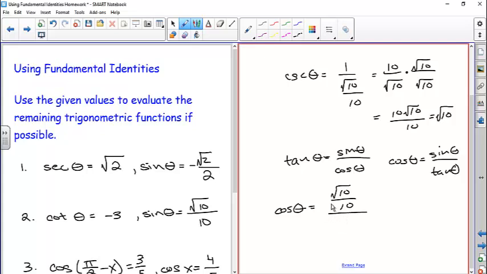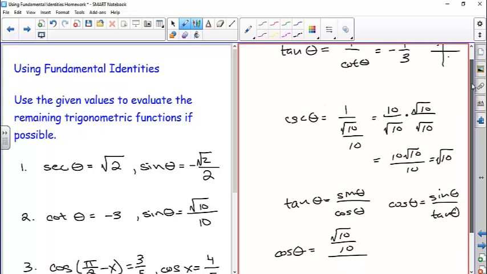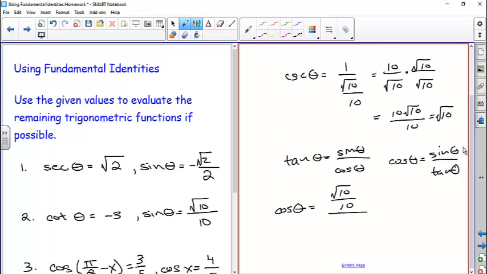And the tangent is, where's the tangent? The tangent's up here. It's negative 1/3. So you take the reciprocal of the denominator. The reciprocal of negative 1/3 is negative 3. So we get negative 3 times the square root of 10 over 10. So that's the cosine.